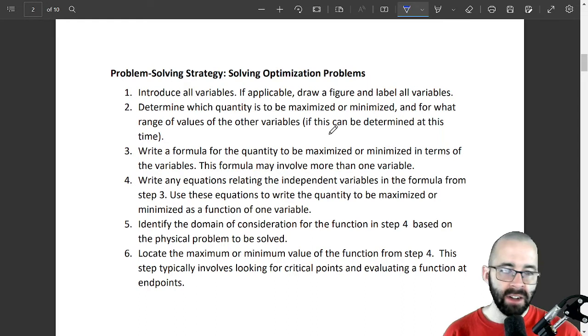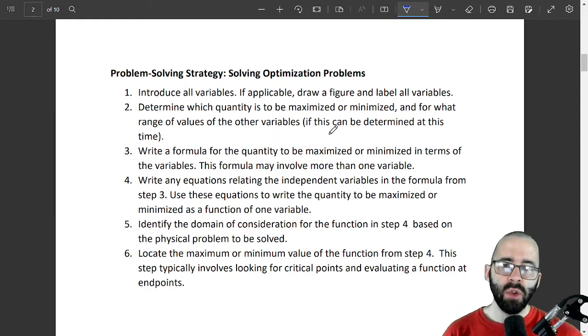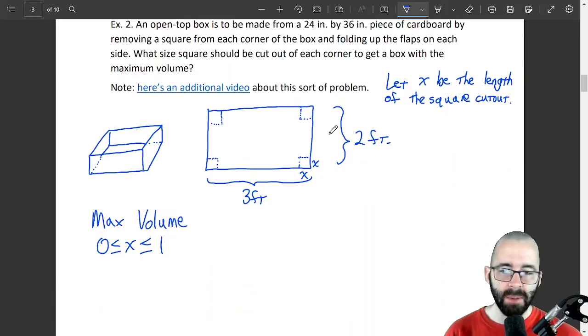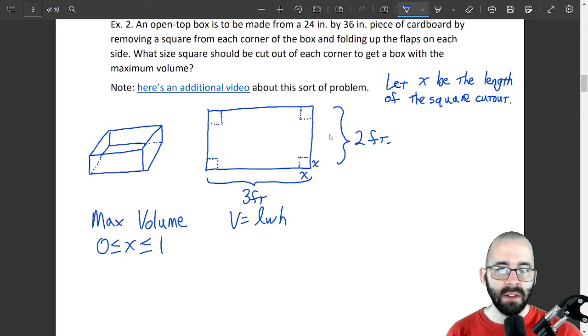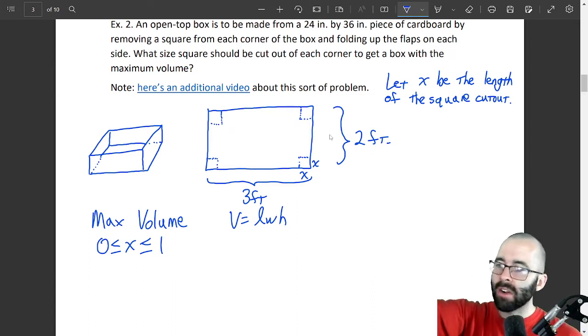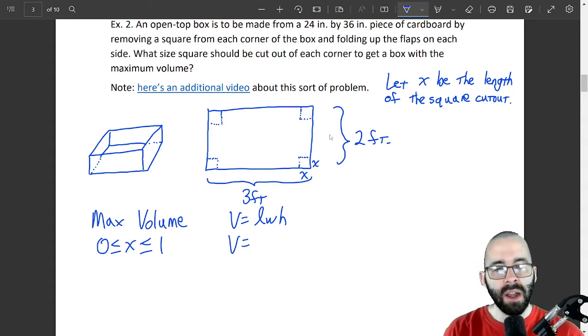And again, if you can't determine it at this time, that's fine. You can do that later. Step 3, write a formula for the quantity to be maximized or minimized in terms of the variables. And sometimes there might be multiple variables, like in the last example. So it's our volume. Our volume in general is length times width times height for a box. And this is not the useful formula that we're going to want to use, but it's a start. Just in general, let's start with any box in general. What's the volume?